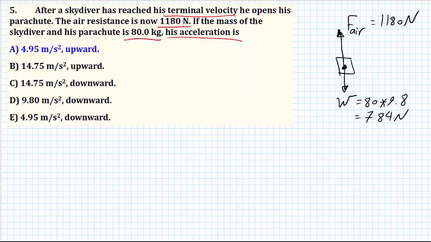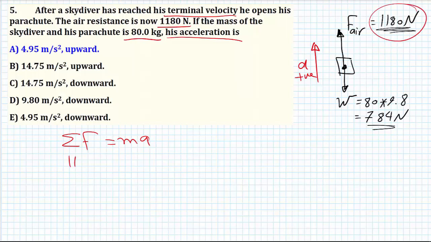If you look here, the air resistance is greater than the weight, meaning that the net force is upward, and also the acceleration will be upward. So we can apply Newton's second law. Sum of forces equals mass times acceleration. We will take the upward as our positive direction. So I will take 1180 minus the weight 784 equals the mass of the object, which is 80, times acceleration.